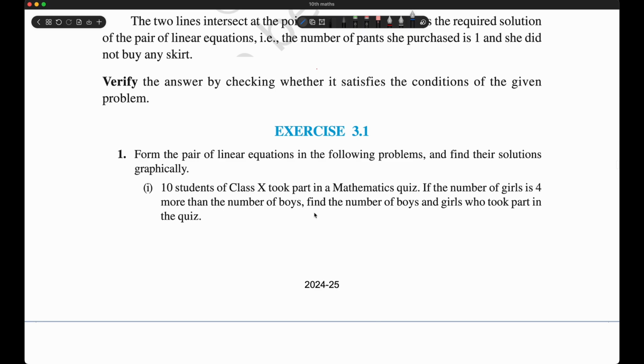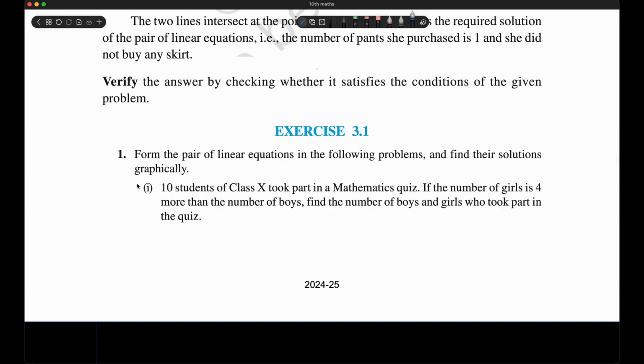In this lecture, we are going to cover exercise 3.1, question number 1 and question number 2. In question number 1, we have to convert the given statement into linear equation and then we have to solve the linear equation graphically.